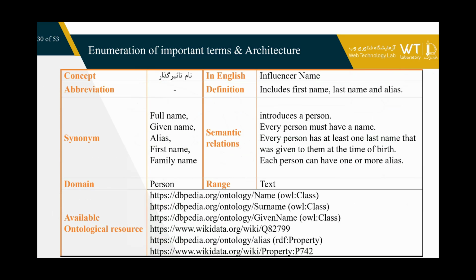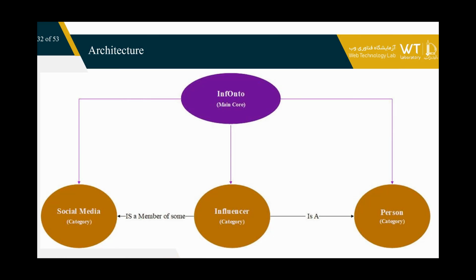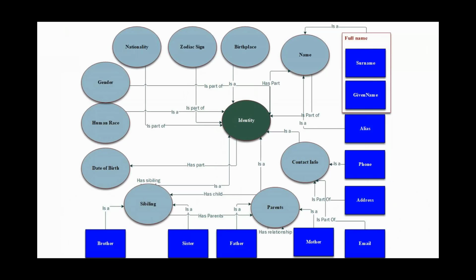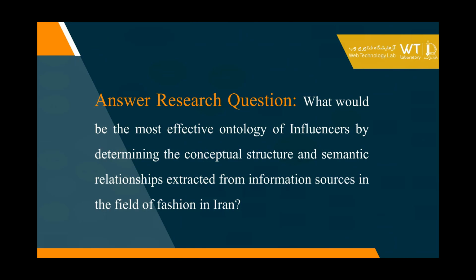A worksheet similar to what you see in this picture was prepared for each concept. It includes not only the concept and its relations, but also the ontological resource that could be used for it. The entities and their explanations were identified, and then we implemented the structure step by step in Visio until the final conceptual structure was reached with help from the experts. Then the preliminary model of the ontology was created, reviewed, edited, and surveyed several times to reach the current model. Therefore, by implementing the ontology and displaying it with the graphic plugin, the research question was answered.